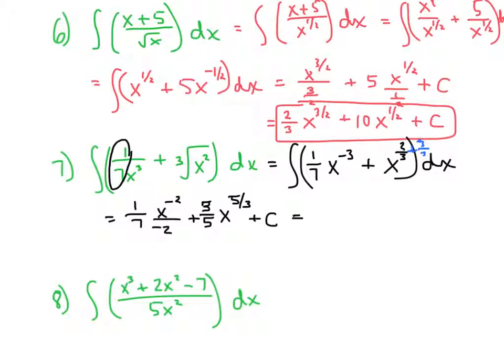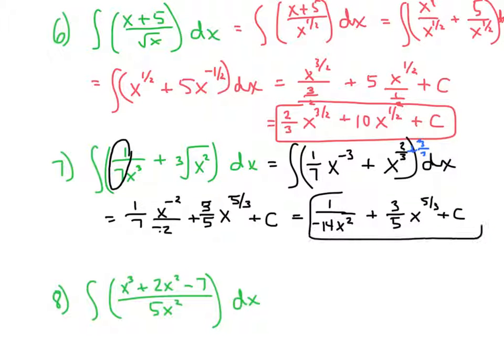All right, let's just clean up that first term a little bit more. So I'd have 1 over 7 times negative 2 is negative 14. And of course, x to the negative 2 would come down and make it over x squared, okay? And then plus, like we already cleaned this up, 3/5 x to the 5/3 plus c. All righty.